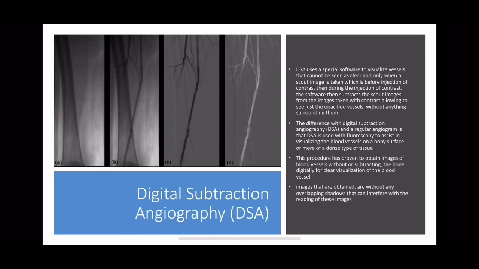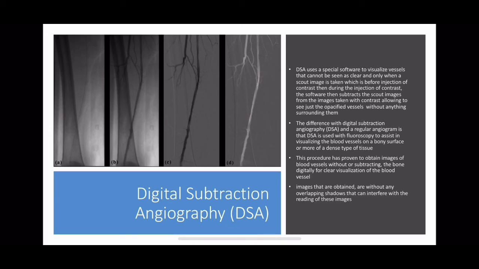DSA uses special software to visualize vessels that cannot be seen as clearly, and only when a scout image is taken, which is before injection of the contrast. Then, during the injection of contrast, the software subtracts the scout images from the images taken with contrast, allowing us to see just the opacified vessels without anything surrounding them.